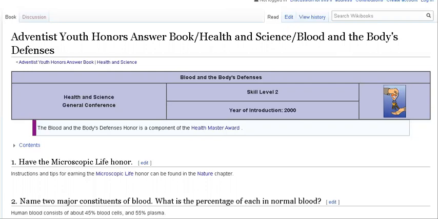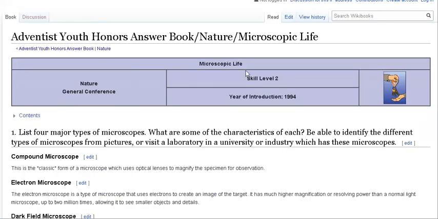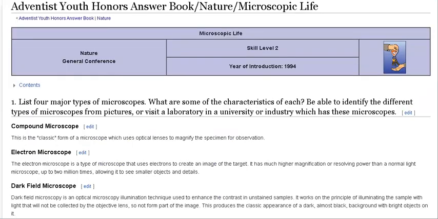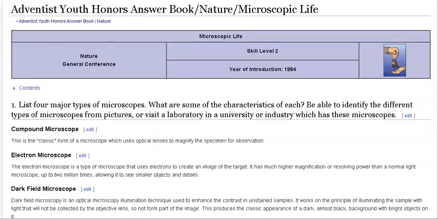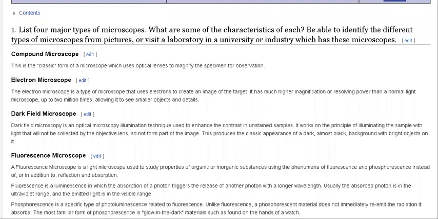Okay, so let's start with the microscopic life honor. The first thing is these 4 major types of microscopes. What are the characteristics of each? Be able to identify the different types of microscopes in pictures, or visit the laboratory in a university or industry which has these microscopes. So the microscopes you basically have to know about are the compound microscope and the electron microscope. That's what you find on television. Well, okay, you never find an electron microscope, but the compound microscope, yeah.